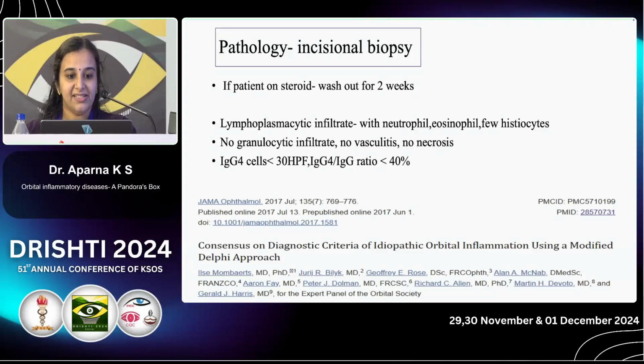Then if the patient is not responding, if it is showing a recurrence, if it is atypical involvement or non-muscular involvement, as in the case of lacrimal gland involvement, we have to do a biopsy. And if the patient is already on steroids, we have to wait for a period of 2 weeks. What is expected in a non-specific orbital inflammation is a lymphoplasmacytic infiltrate with a mixed pattern of cells.